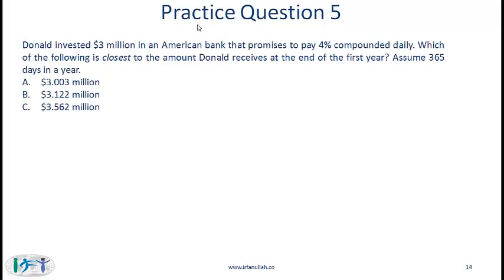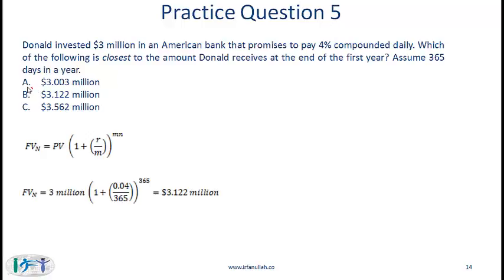Let's see if you can solve this problem. The correct answer is B. What we have done here is shown the working using the formula, but you could have done this also using your calculator functions. And just to make sure you've understood the calculator function well, let us do it together. The number of periods here is equal to 365. Why? Because we just have 1 year, but we are assuming daily compounding. So every day is a period.